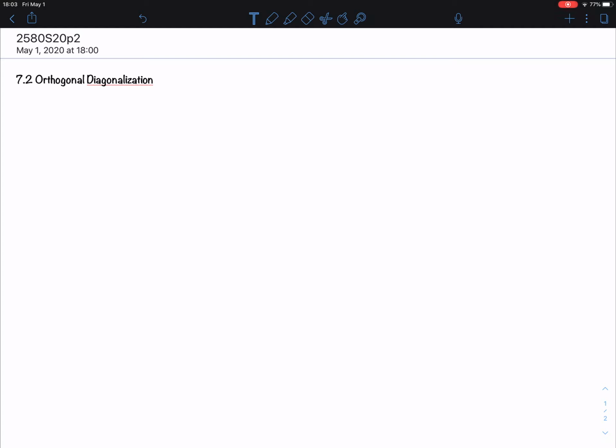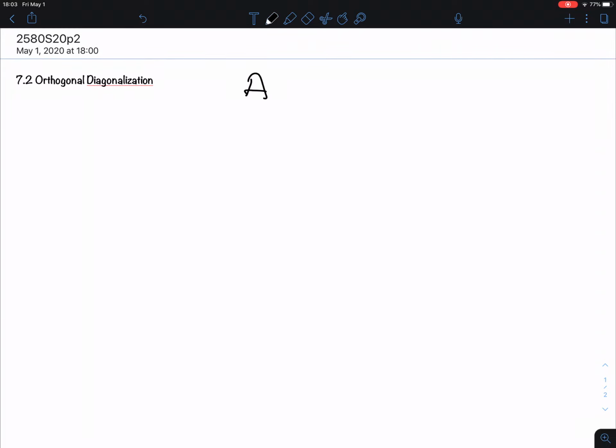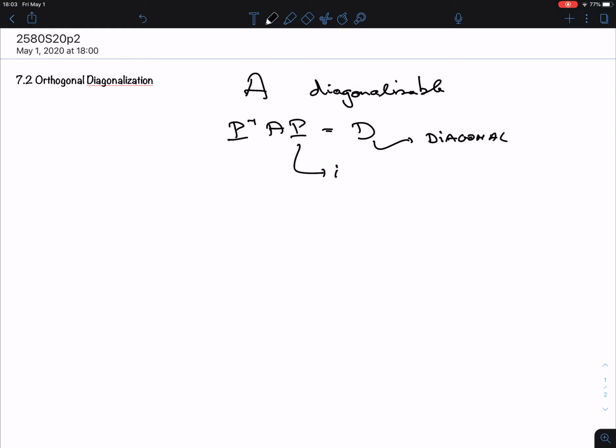Okay, so orthogonal diagonalization. Let's first review diagonalization. If A is a matrix, then we call this matrix diagonalizable if you can find a matrix P so that P inverse A P is D, where D is a diagonal matrix and P is an invertible matrix. We'll almost always be talking about square matrices. So that was the definition. We saw that it can or cannot happen.